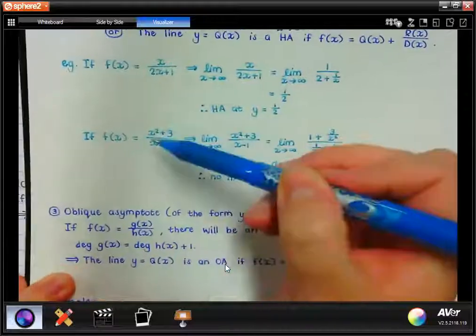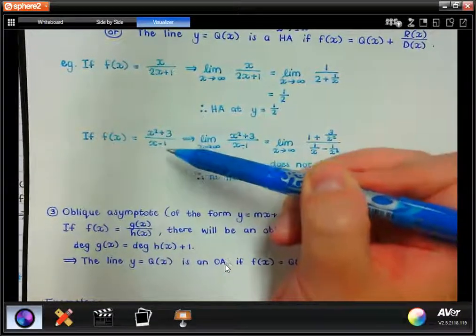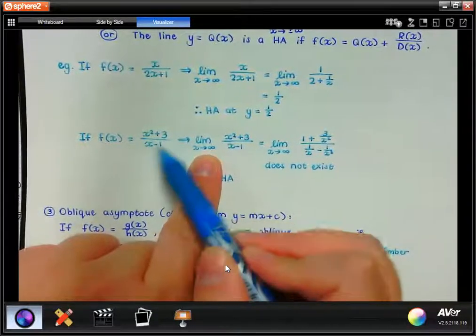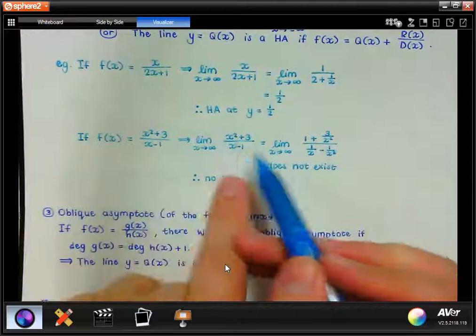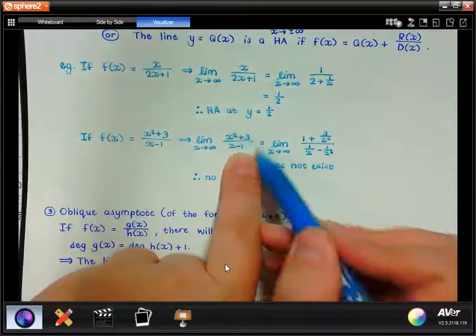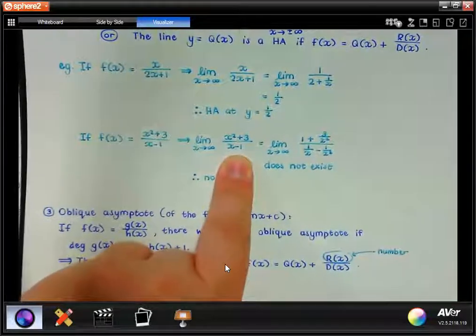For example, we see that the degree here is bigger than in the denominator. Maybe you don't realize that you're not going to have a horizontal asymptote. Maybe you forget that, and then you try and find the limit as x tends to infinity. What is the highest degree of x that I have here?